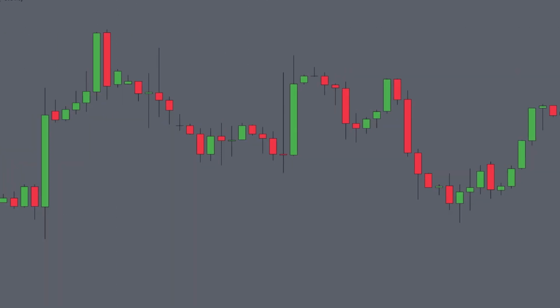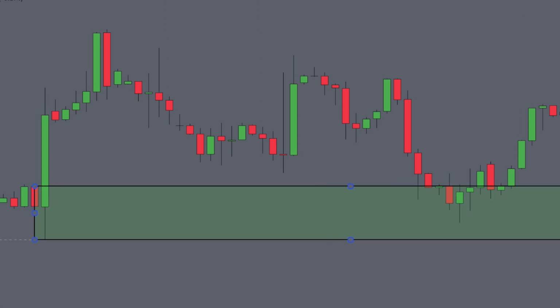You now want to grab your rectangle tool and draw from the top of the body of the basing candle to the bottom of the wick on the explosion candle and drag it all the way to your right. Now you have a demand zone. You see the basing candle followed by the explosion candle. Now watch how price reacts when it comes into the demand zone. This is a place where you could look to get long off of or play calls.